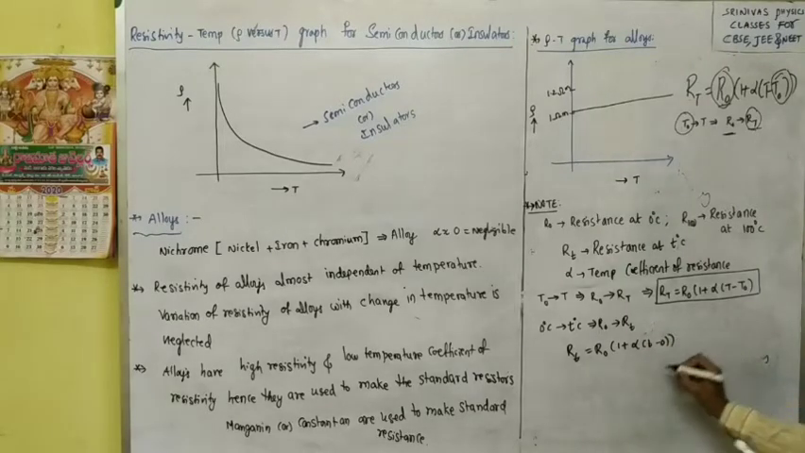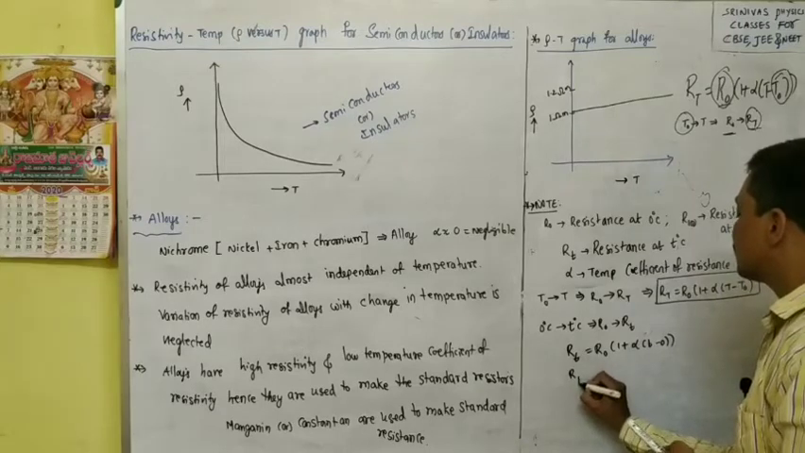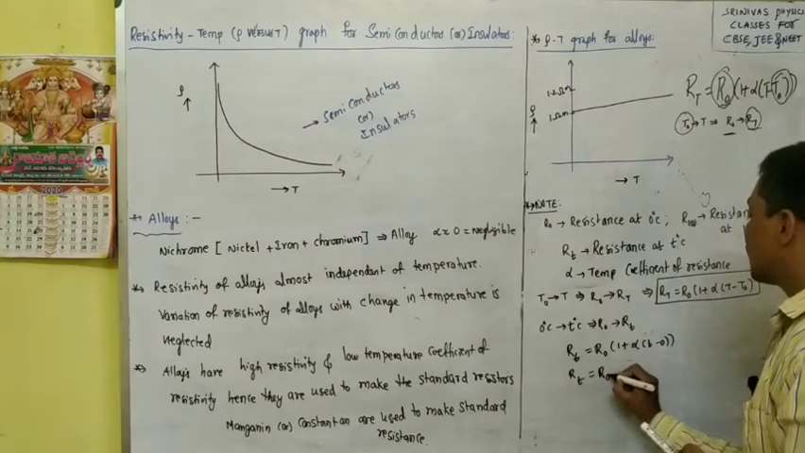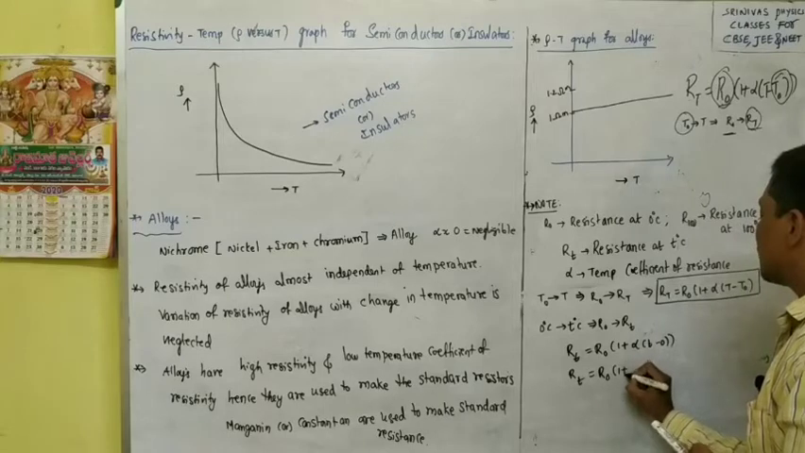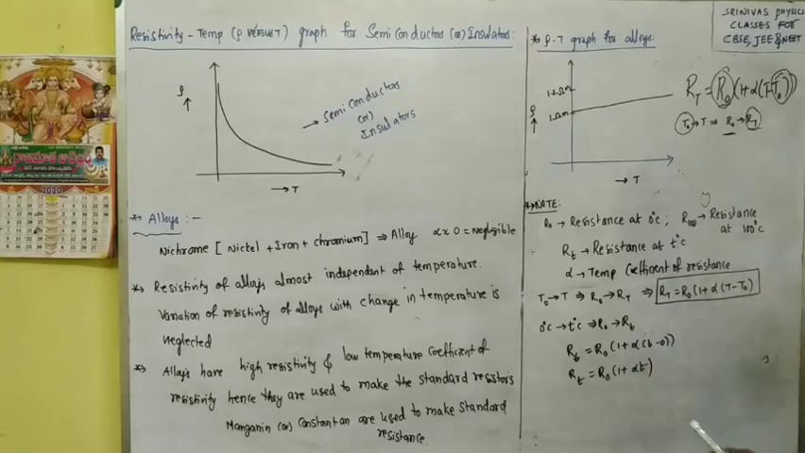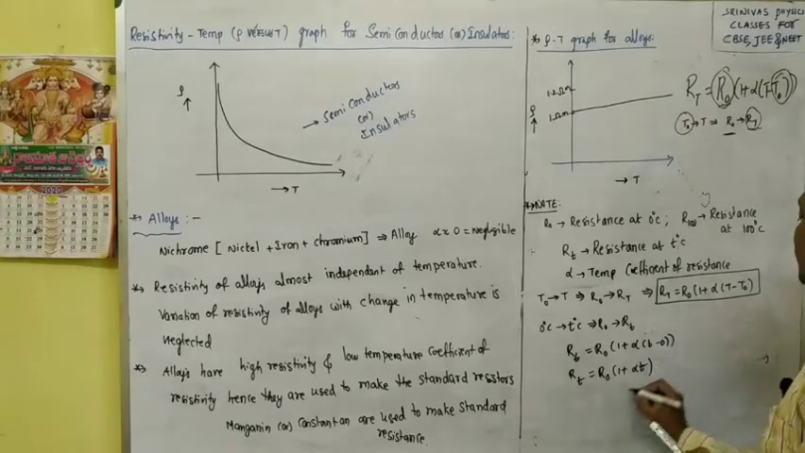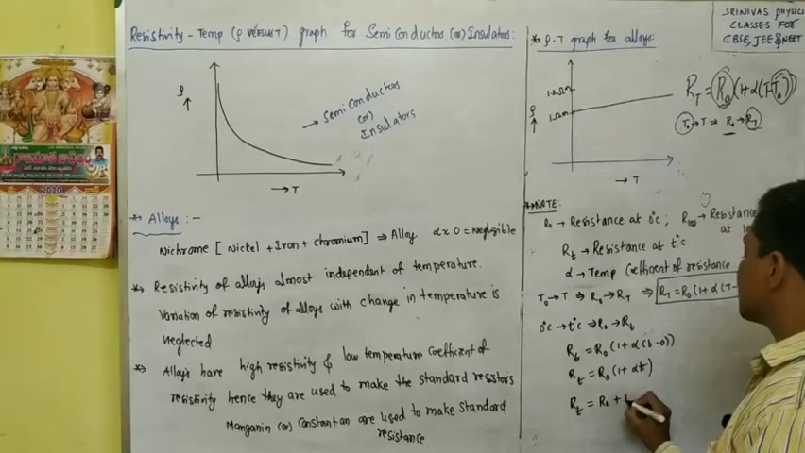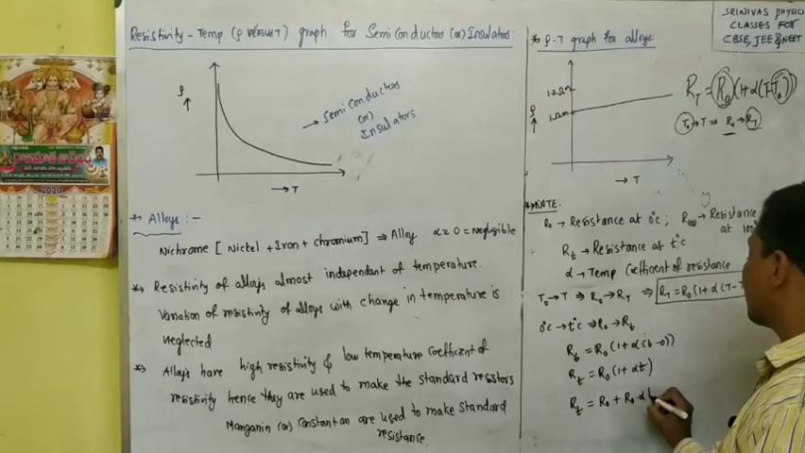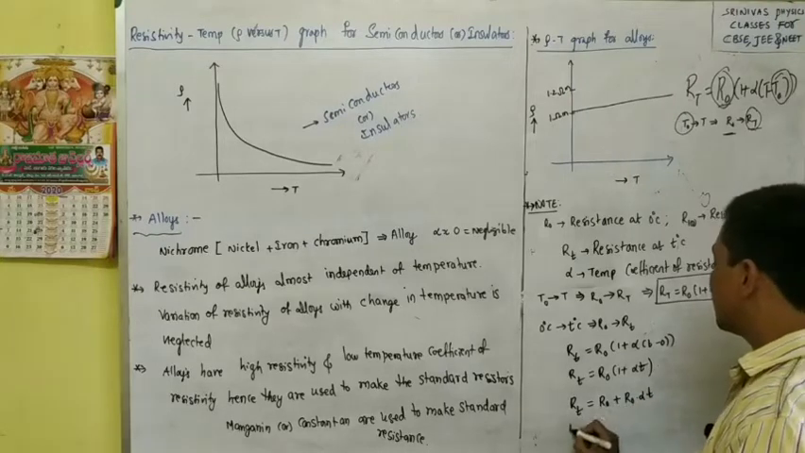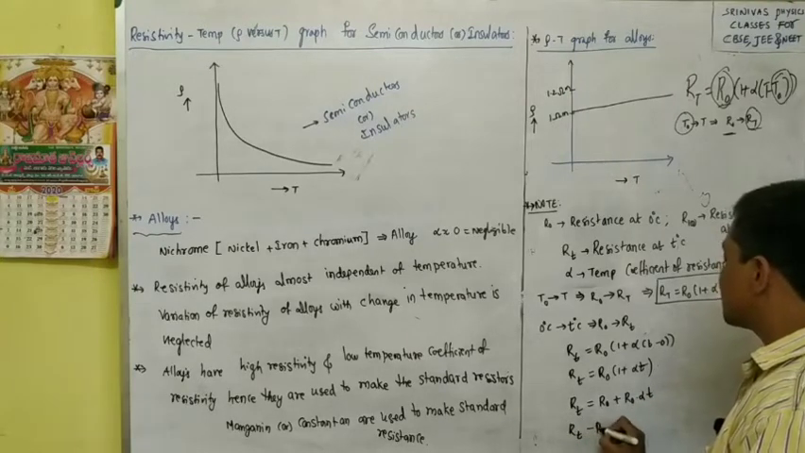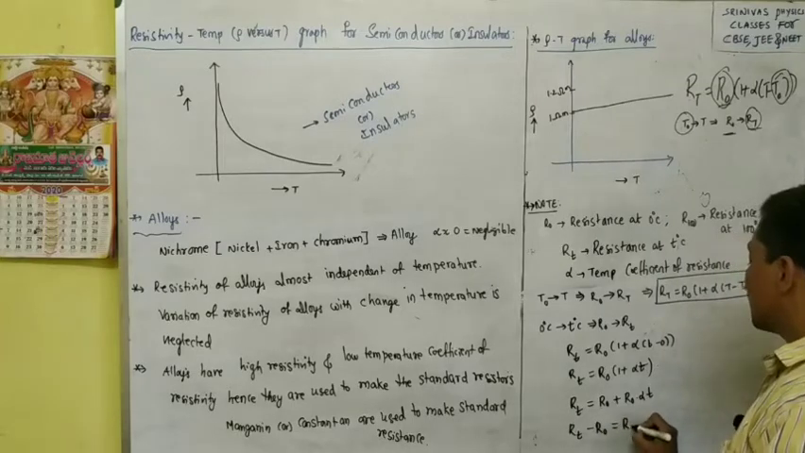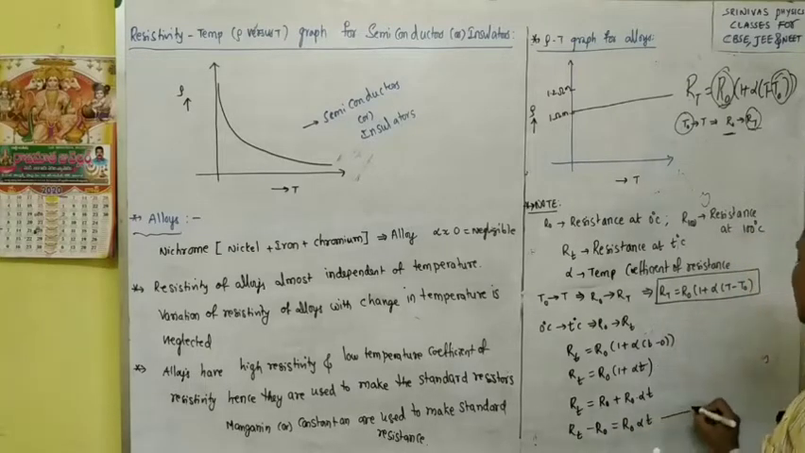Then what you will get here? Rt is equal to R0 into 1 plus alpha t. And we multiply: Rt is equal to R0 plus R0 into alpha t. We take R0 to the left side, then Rt minus R0 is equal to R0 into alpha t. This is equation 1.